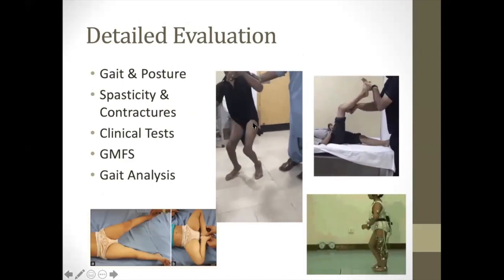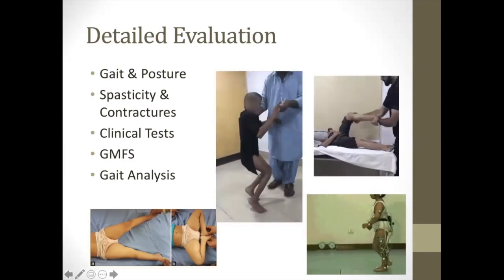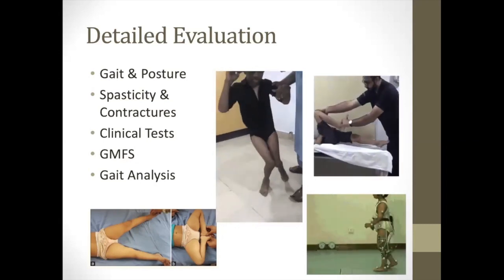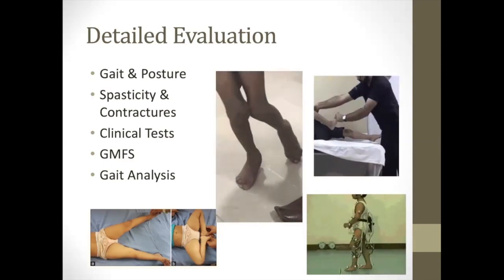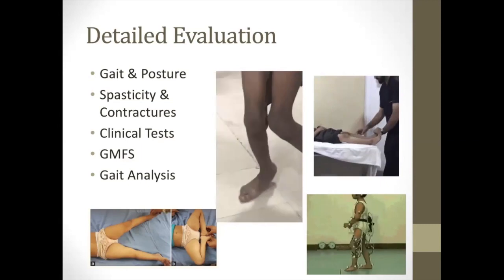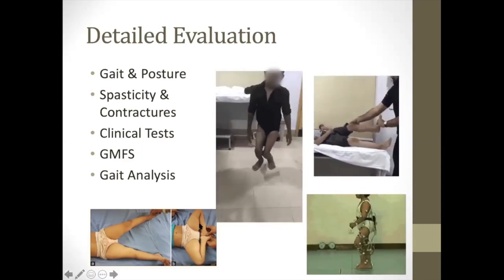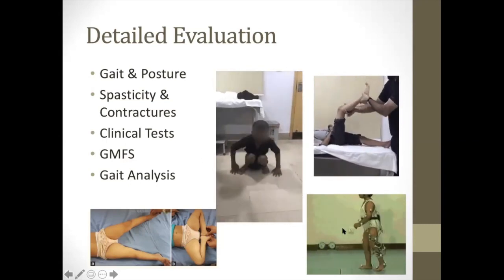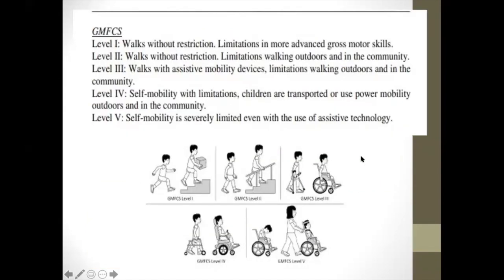I always take pictures and videos of these patients and then assess, not on a single visit, but on multiple visits, what the problem is. Don't embark on surgery or botulinum toxin before you definitely decide what the problem is and what you can improve. Then you also need clinical tests like this and this. If you have a gait laboratory available, you can use it, but you should have knowledge of it. Then comes the assessment of gross motor function and contractures, in which there are 5 levels.